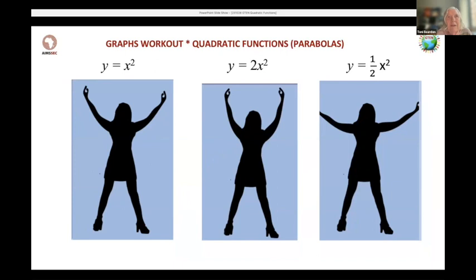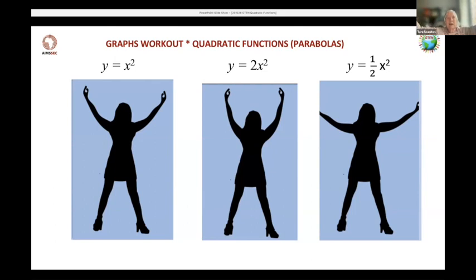What about this one? Now, this one is our quadratic function, the parabola. And here, the arms are nicely curved around, okay? And that's y equals x squared. And then if we bring our arms together steeper, y equals 2x squared, okay? Then we're making a steeper graph, that's y equals 2x squared.